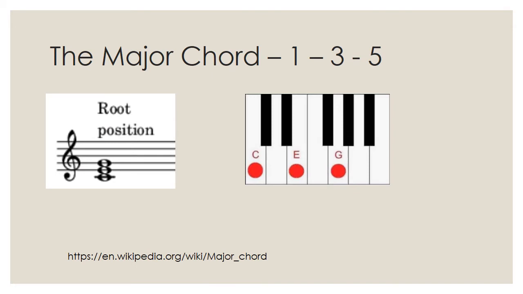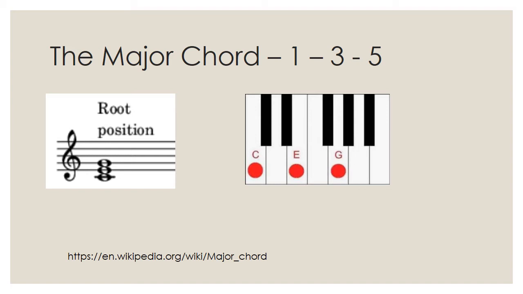So a major chord is the 1, 3, 5 of the scale. There's a scale of C. The 1 is the root. The 3 is the third note of the scale, and the 5. In the case of C, it's C, E, G. Making a chord, in this case, in root position, where the lowest note is the root note, in this case C. A little link there to the wiki, which is where I got these images from.